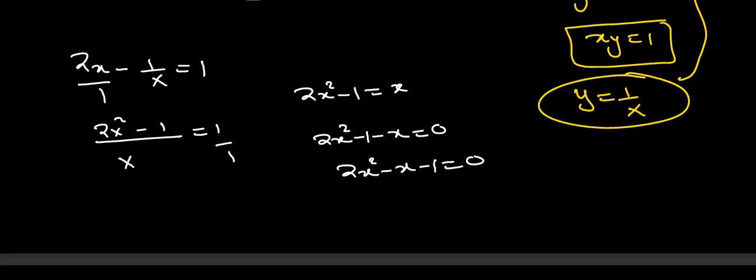I'm going to solve for x here. The product, that's going to be -2. The sum is a -1. The factors are what? What factors can we use?